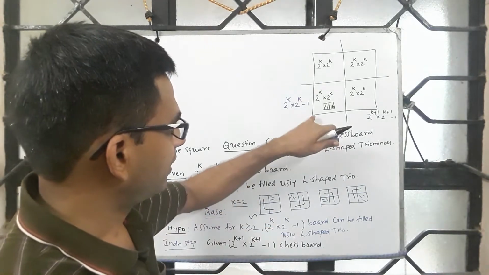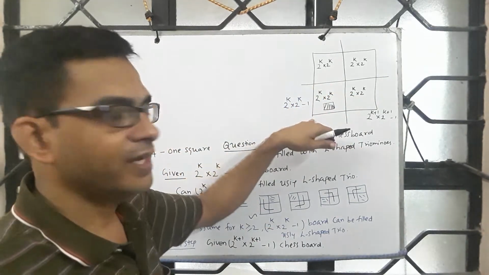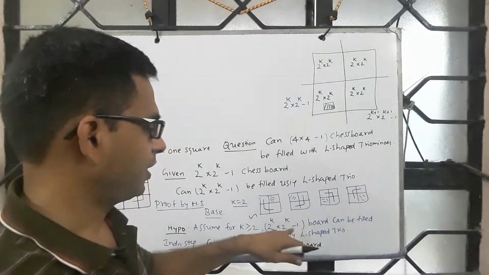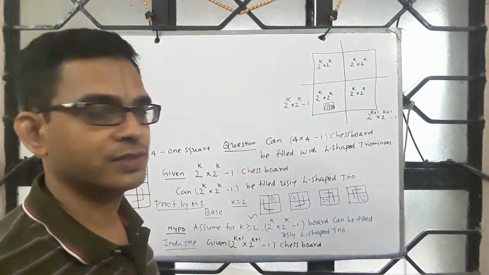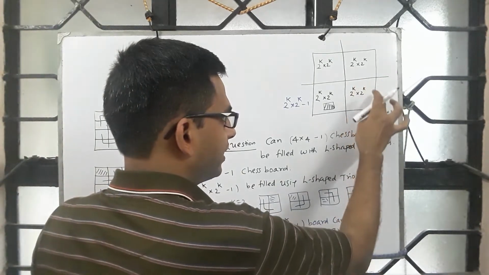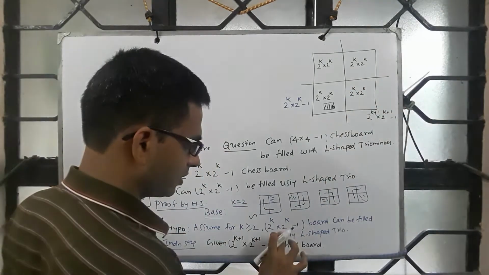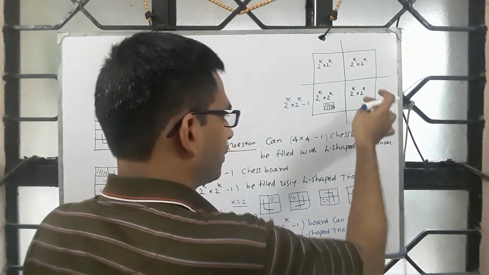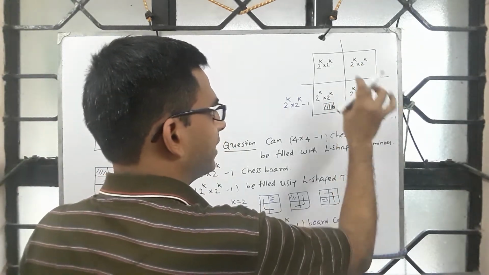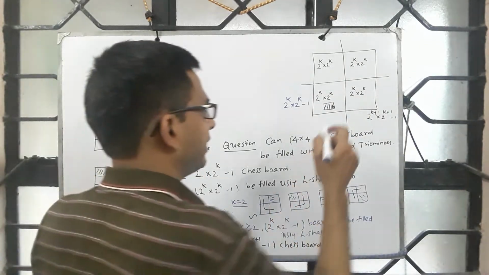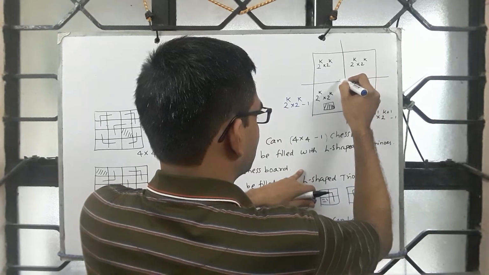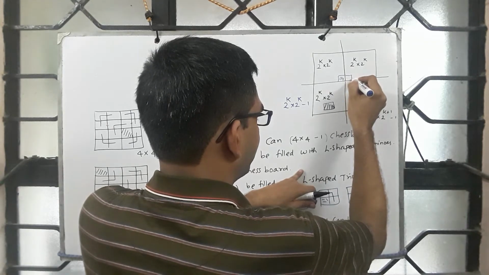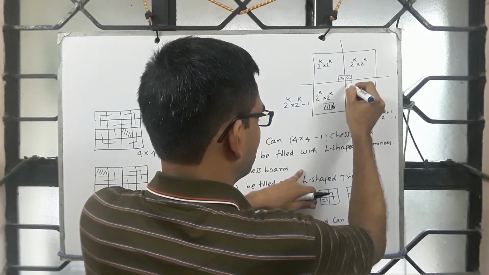Now, to this part of the board one can apply the hypothesis, because the hypothesis says that given 2^k cross 2^k minus 1, you can fill it using L-shaped triominoes. But I cannot apply the hypothesis to the others, because the premise says 2^k cross 2^k minus 1, but these are 2^k cross 2^k. So to bring the hypothesis into each of these, I need to remove one square. So I am removing this corner square from this board, this corner square from this board, and this corner square from this board.